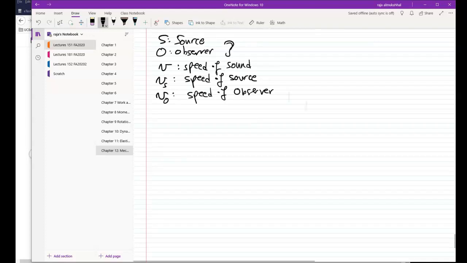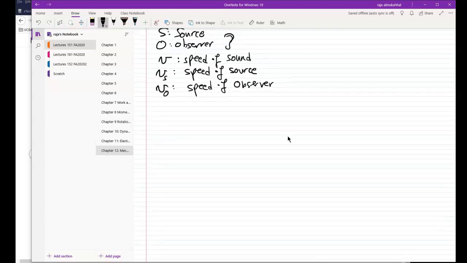So here are the three scenarios. Scenario number one is that the source is at rest and the observer is in motion.